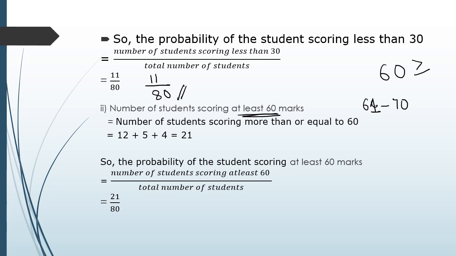So if we see from the table that the number of students who have scored more than or equal to 60, see here, that is 12, 5 and 4, which is equal to 21. So the probability of the student scoring at least 60 marks is equal to number of students scoring at least 60 divided by the total number, which is 21 by 80.